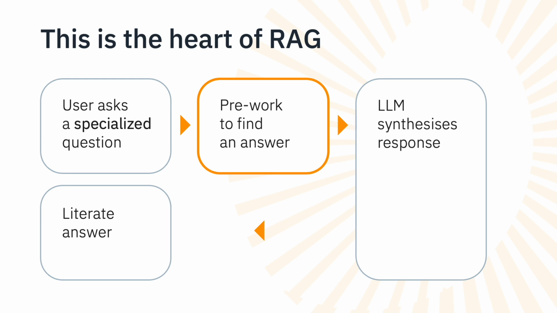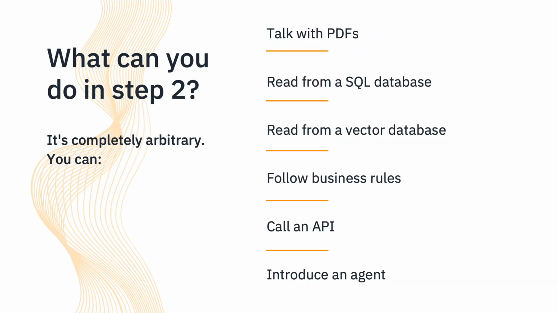Right in here, that's step 2. So what can you do there? Well, you can literally do anything. You can put in one of those talk with PDF sections. You could read from a SQL database. So for example, you could have a SQL database that has order status, that you could pull the user's order status and then have the LLM have a conversation about the order. You could read from a vector database. If you're here, I don't need to explain to you what a vector database is. You can follow business rules, etc. You can call out to an API, to another system to find out other information. You can introduce a full-blown agent, as I was saying before. You can do anything in that step. There was no restriction on what you can do in that sort of pre-work step.